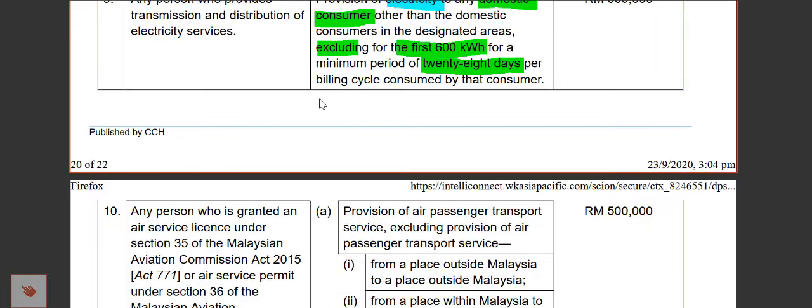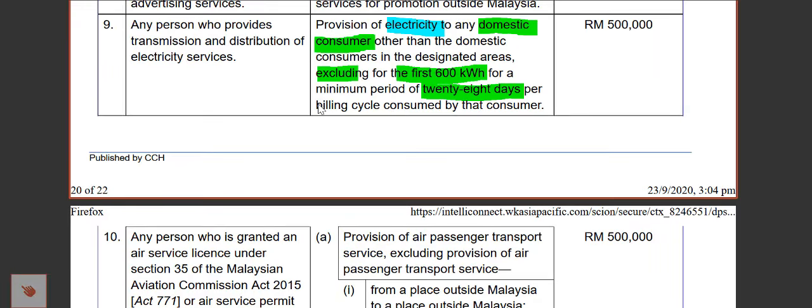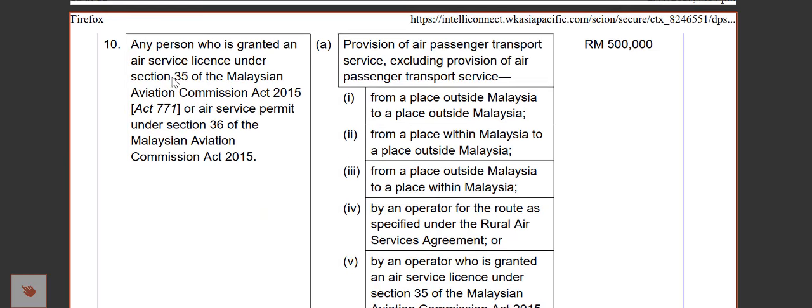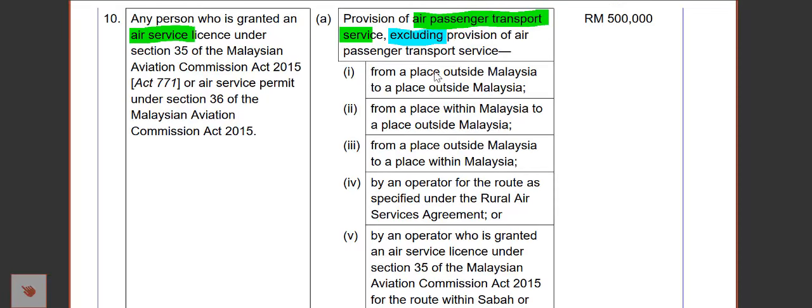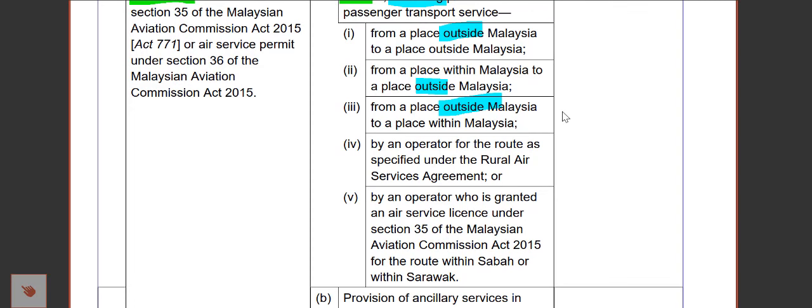That's why normally when your electric bill come, they will indicate how many days they bill you, whether it's 30 or 31. Okay, now next, this is basically air service. So what is air service? Air service is your air ticket. Alright, so provision of air passenger transport service. Now, so if you buy domestic aircraft ticket, you notice that there will be a 6%. Exclude, okay, they exclude if it's involved outside. As long as it's outside, then they will exclude it.